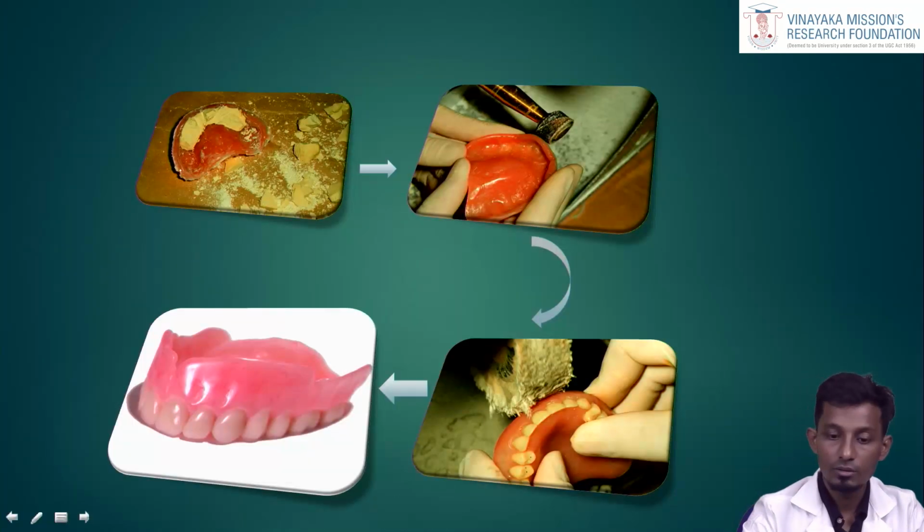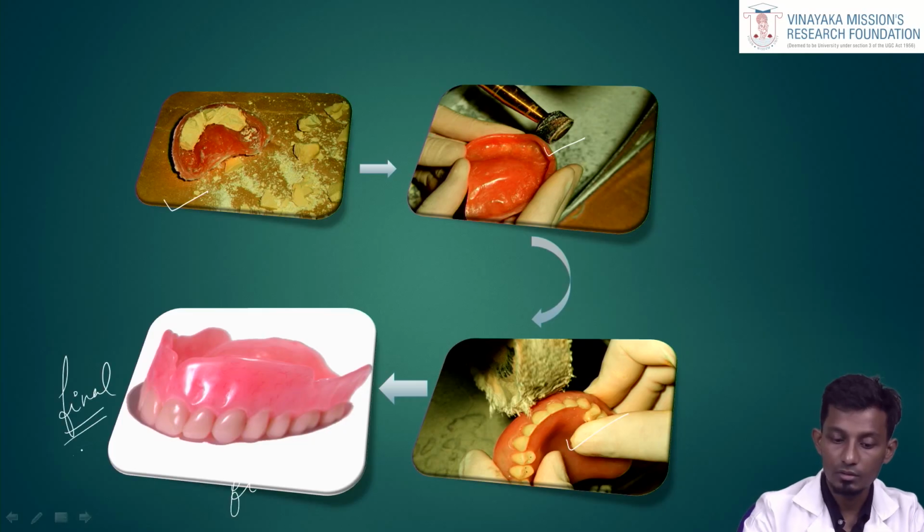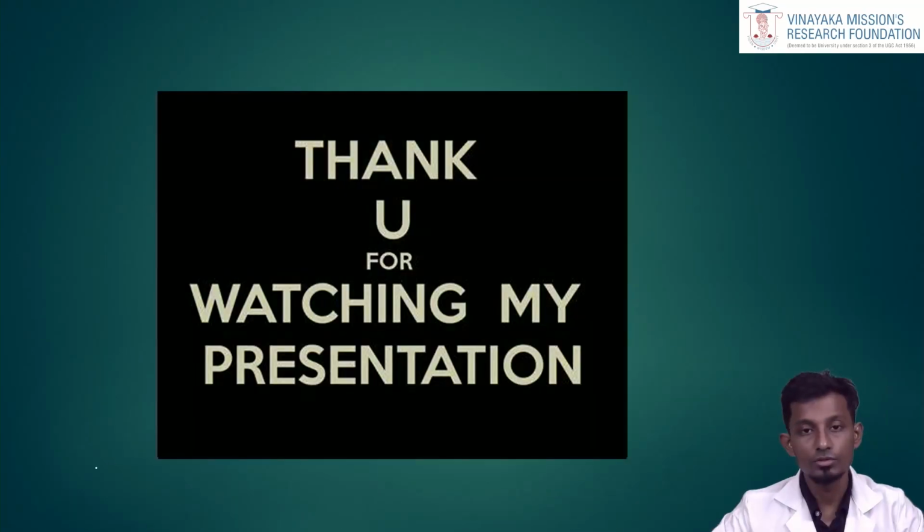Once curing is done, the denture is taken out of the flask, which was deflasking, and the excess is trimmed. Now the denture is polished. Once polished, the final denture looks like this. That's all for the steps of fabrication of a complete denture.